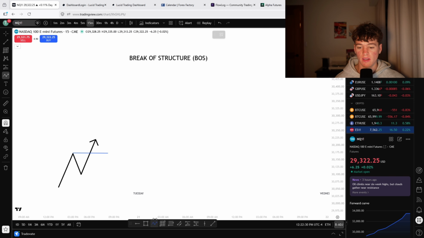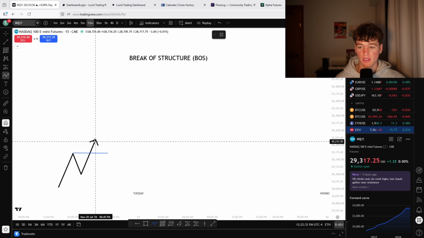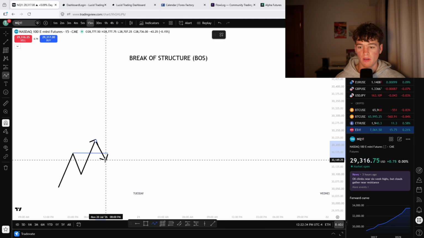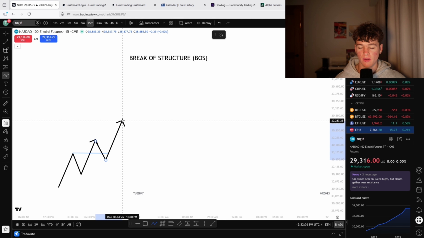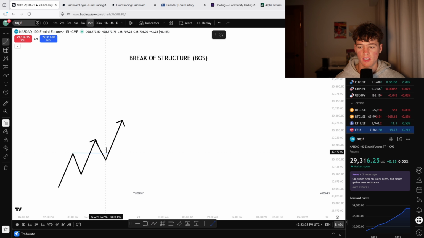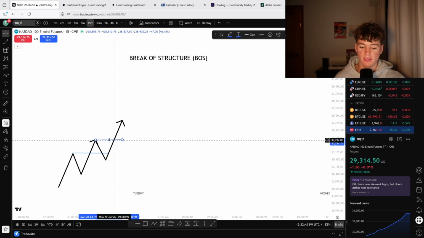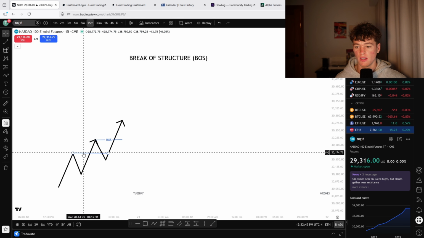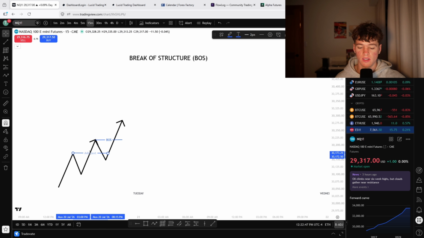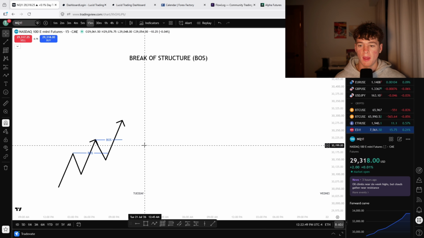You can see, I'll use an example. If we were to keep going here and we keep forming, bang, another break of structure, because it happens right here. We close above that. That's our break of structure. And this is also our break of structure.